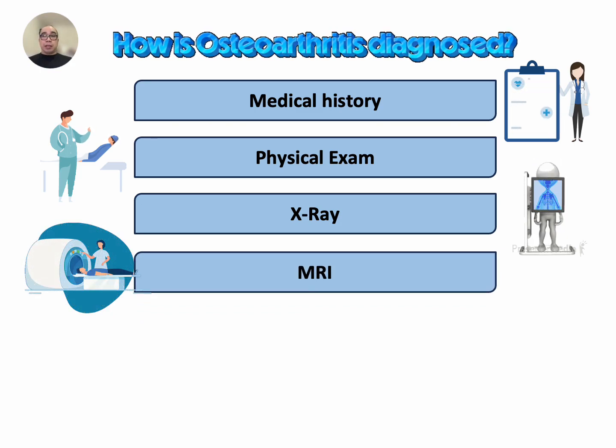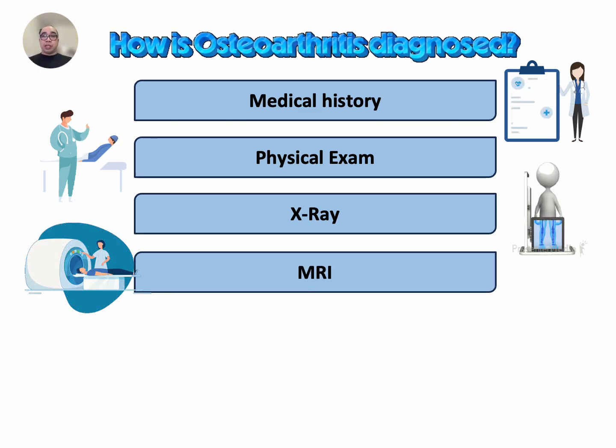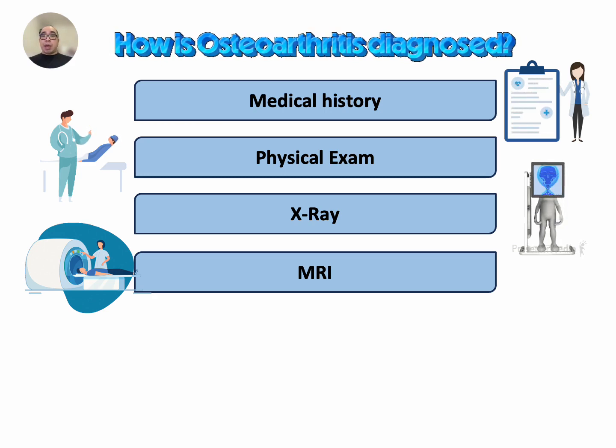MRI is also needed, which can show damage to the soft tissues in and around the joint. Generally, MRI helps healthcare providers evaluate a joint that is locking or giving out.